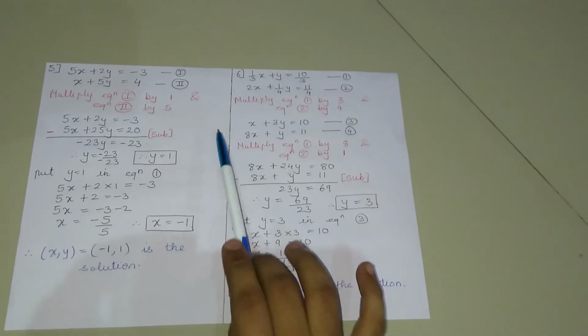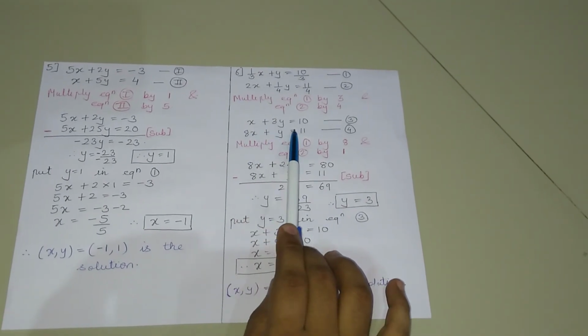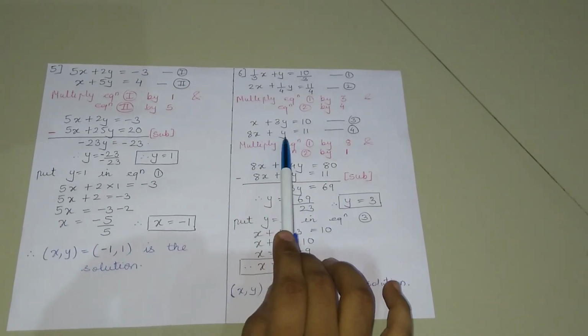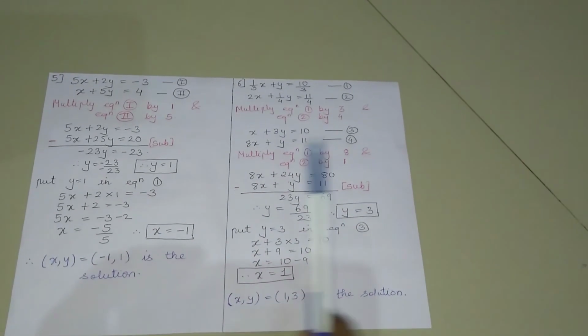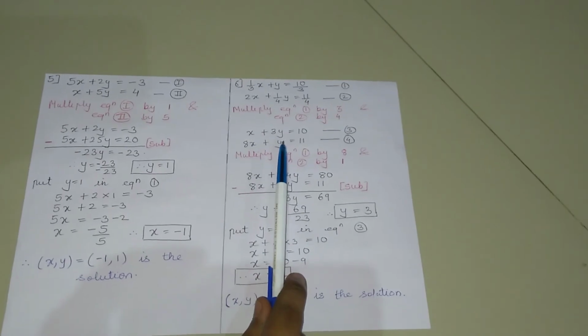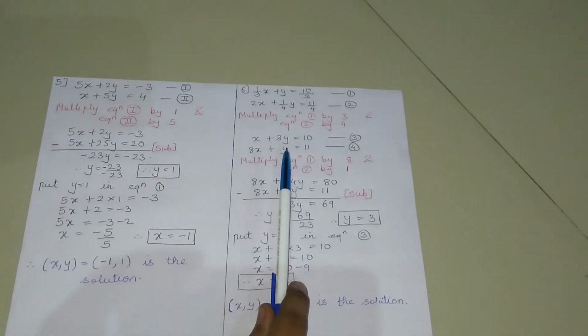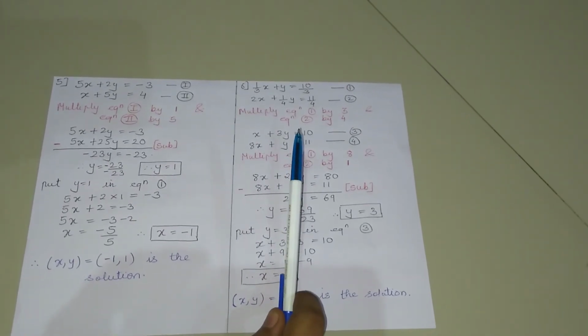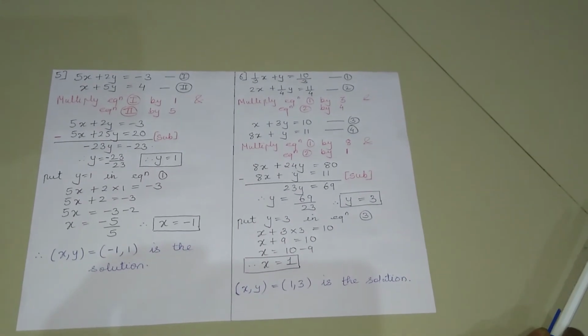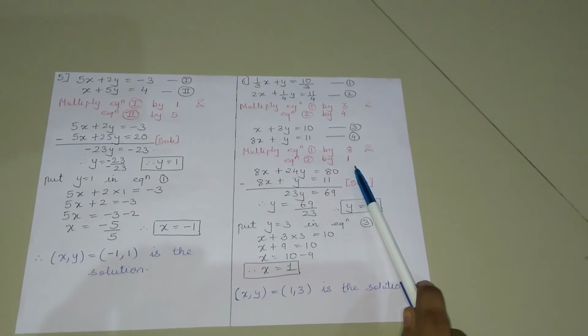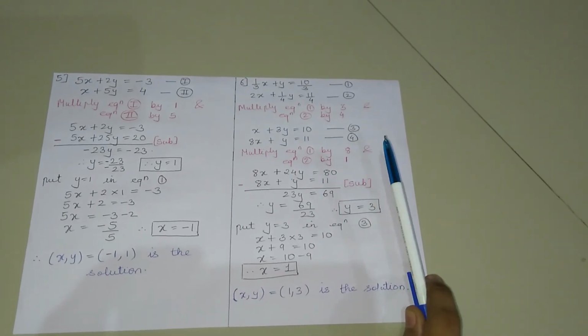Okay, so what will happen is the 3 gets cancelled, x plus 3y is equal to 10, 8x plus y is equal to 11. After 4 also gets cancelled. Okay, so now we have the simplified equation form. But now here also we don't have the same pair. So first we will make the same pair by multiplying. So we'll multiply equation 1 by 8 and equation 2 by 1.